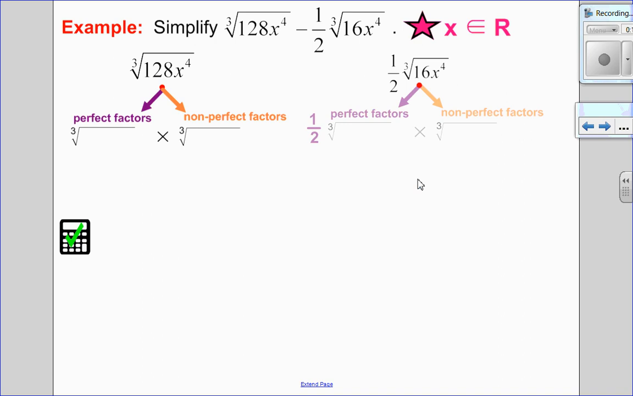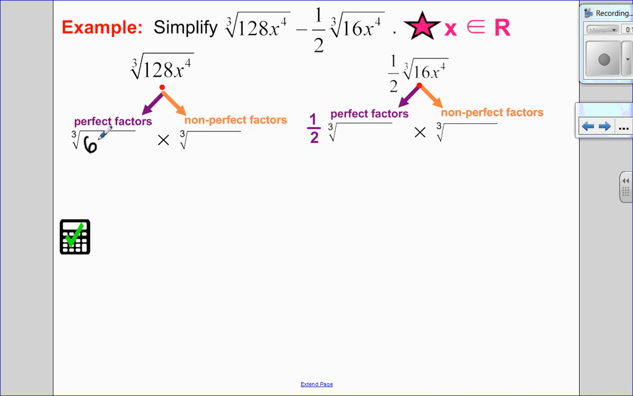Okay, so looking at this, I'm going to break it down into my perfect cube factors for numbers and variables. So 128 has a perfect cube factor of 64, and it's 64 times 2. I'm looking for perfect cubes, so my exponents have to be multiples of 3. So x cubed with 1 left over. Do a quick check. 64 times 2 is 128. X cubed times x is x exponent 4. Perfect. So to simplify this, the cube root of 64 is 4. The cube root of x cubed, 3 divided by 3 is 1. And I'll multiply that by the cube root of 2x.